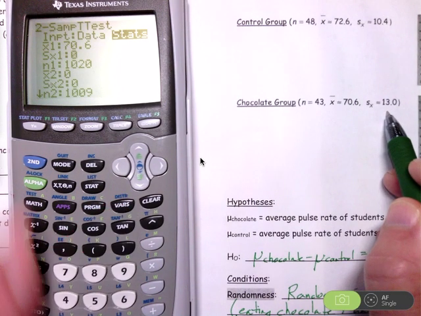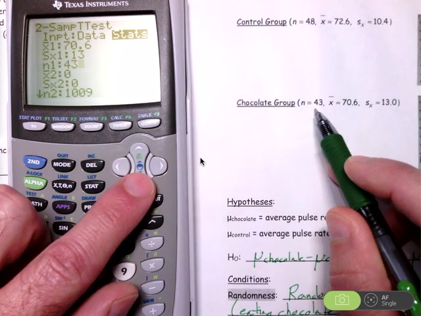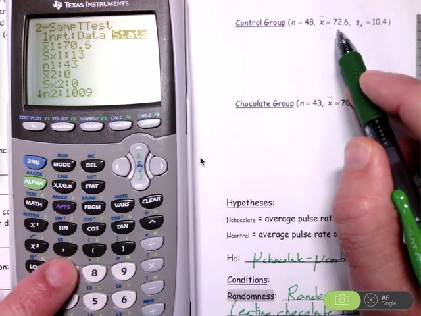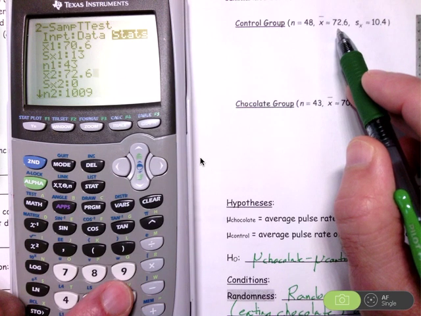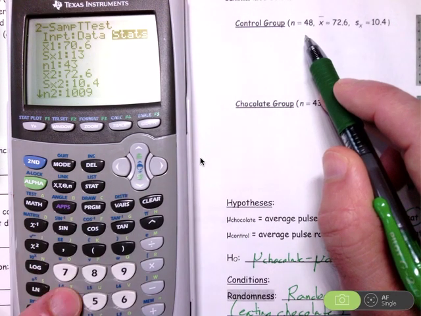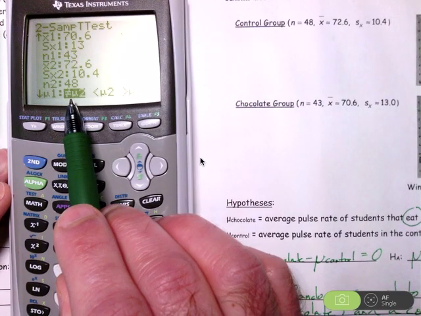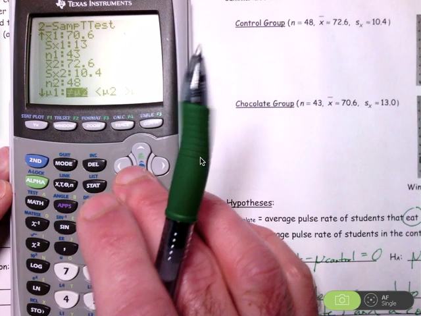Their standard deviation is 13 beats per minute. There are 43 in that group. In the control group, their mean was 72.6 beats per minute. Their standard deviation was 10.4 beats per minute. And their sample size is 48. So this is a not equal to alternative hypothesis.